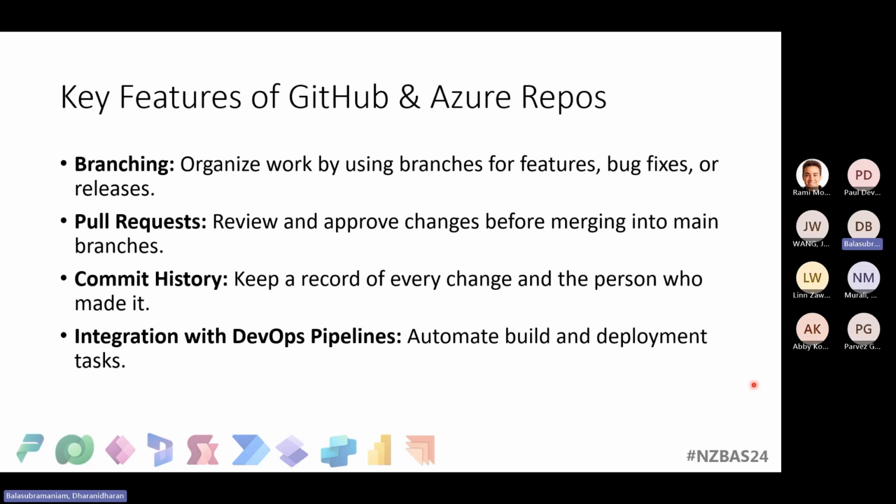Then reviewers can review the code and approve it so that the code will get merged into the master branch. And we will use that master branch for our deployments in our CI/CD pipeline. So branching is very key here. And next we have the pull request, which I have explained, and we will have the commit history.